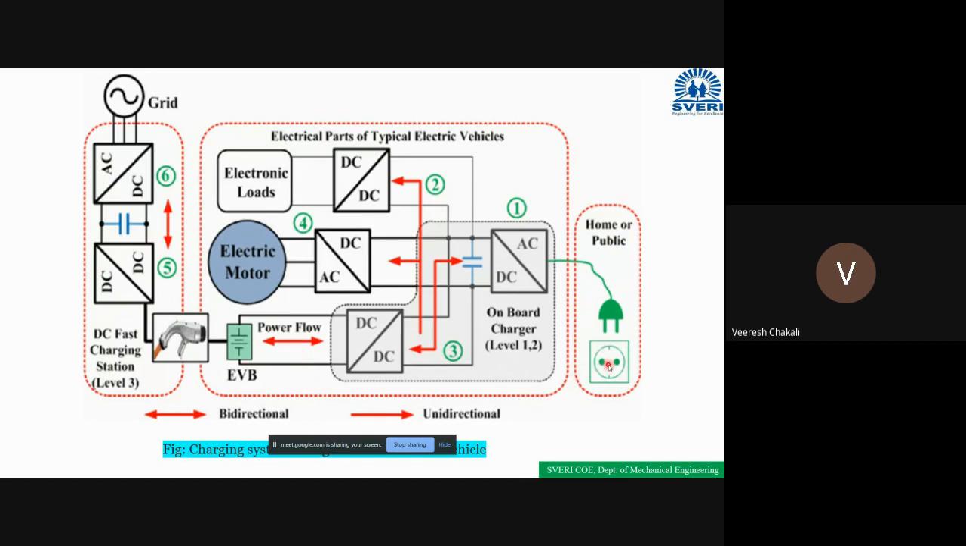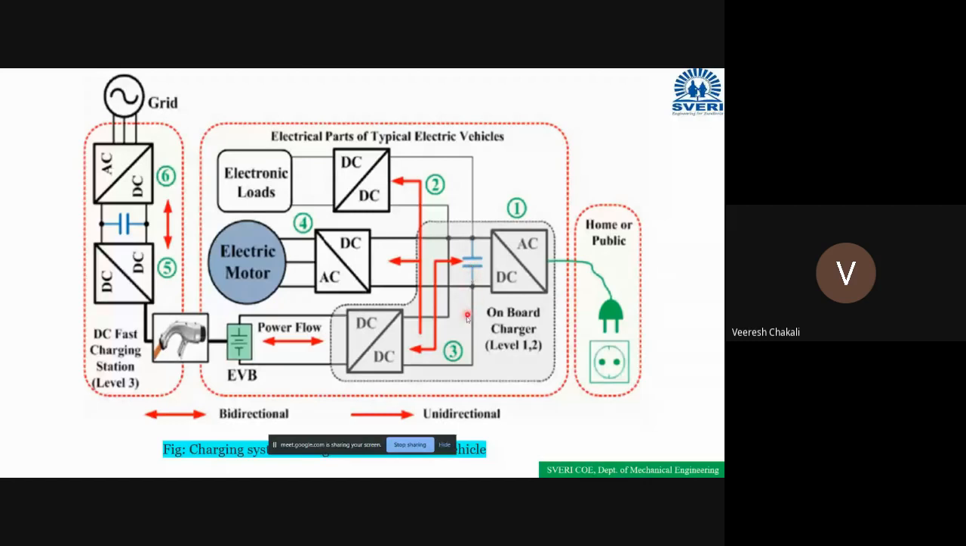First, we are connecting the plug to the home or house. The charger is inbuilt inside the vehicle, and this charger has a two-stage energy conversion. First AC to DC. Across the DC link, we connect one capacitor for storing some energy, which means for removing the ripples in the DC voltage levels.